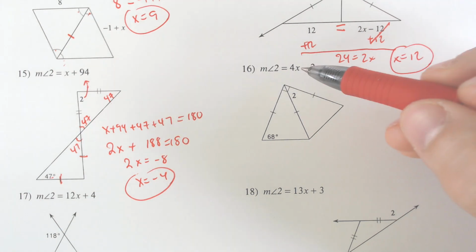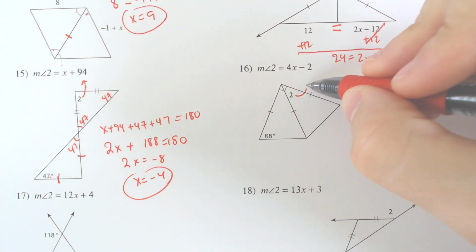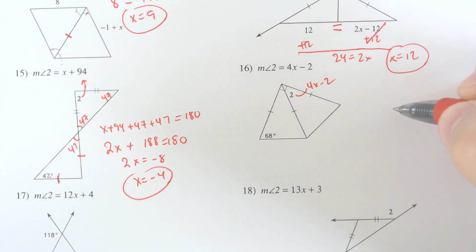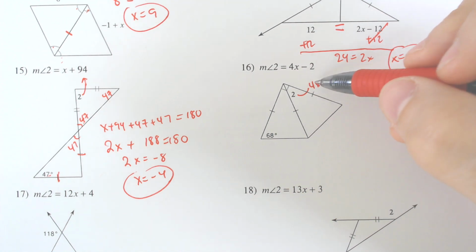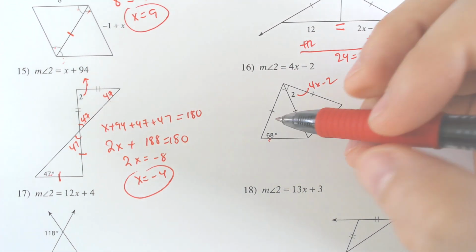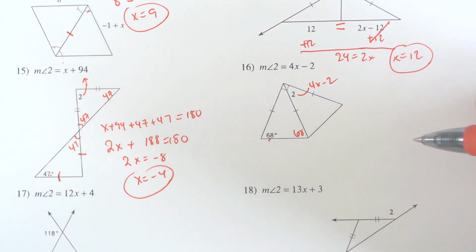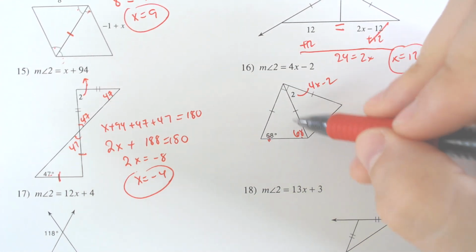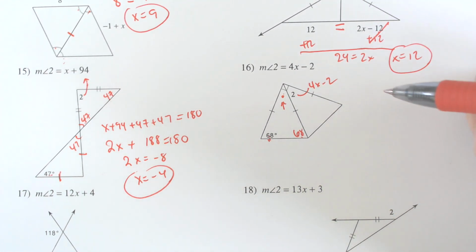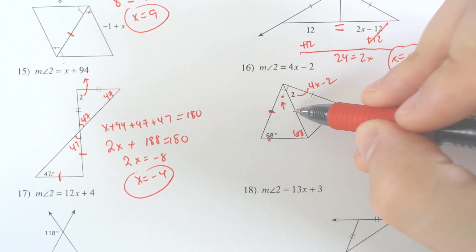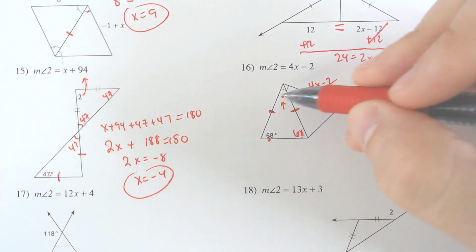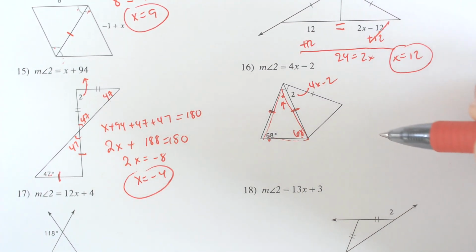Moving right along. Measure of angle 2. This angle right here is 4x minus 2. And we have, this is 68, so this must be 68. And if these are 68, we can find this angle up top right here because we have an isosceles triangle. And all triangles, this particular one, would have to add to 180.